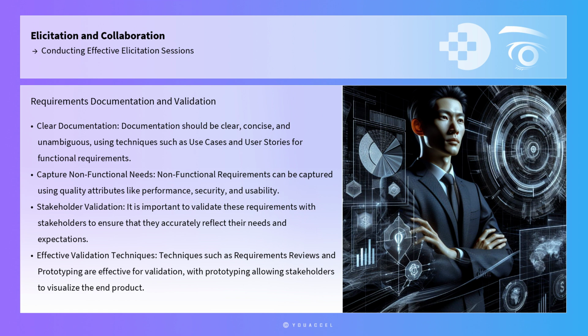After conducting the elicitation session, the next step is to document and validate the requirements. Documentation should be clear, concise, and unambiguous. Techniques such as use cases and user stories can be employed to document functional requirements, while non-functional requirements can be captured using quality attributes like performance, security, and usability.